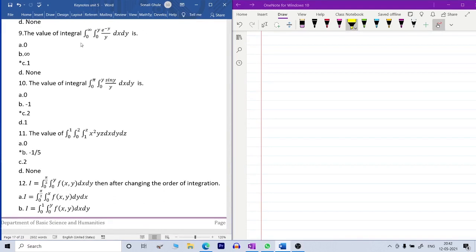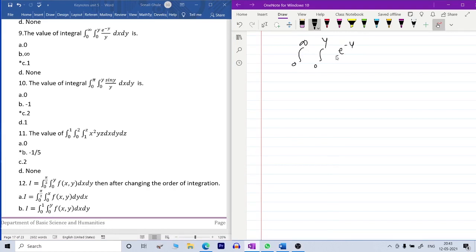That is our 9th example. We have to solve the integral here. So integral given to you 0 to infinity 0 to y e to the power minus y upon y dx dy. Okay, as you can see, your inner limit is in terms of y, so definitely we have to first integrate with respect to x, keeping y constant.